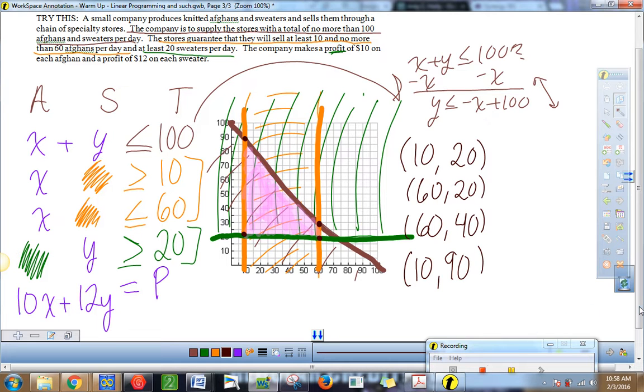Do you know what to do from here? What are we going to plug it into? Which equation? The 10x plus 12y, yep. That's the profit. How do I maximize my profits? How do I get the most money possible? I want all the money. How many Afghans should I sell? How many sweaters should we make every day to get that maximum profit?